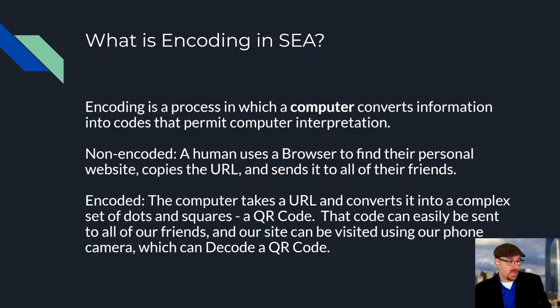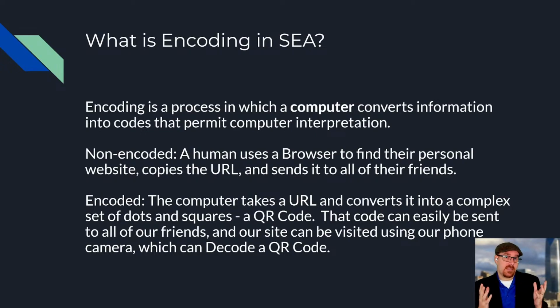But usually something non-encoded, like the human using a browser. So you're using a browser, you go to a website, you get your URL, and you send the URL to your friends, whatever the case is. But encoded means you can give the URL to a computer. The computer is going to take that and turn it into a QR code. And that QR code is a type of encoding.